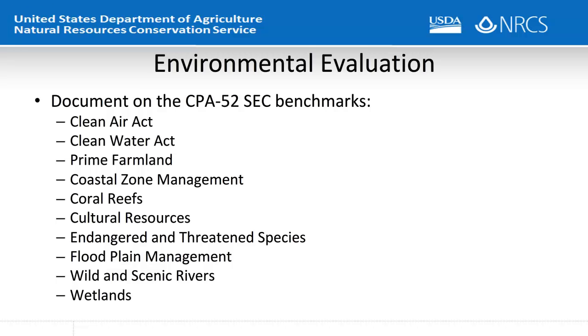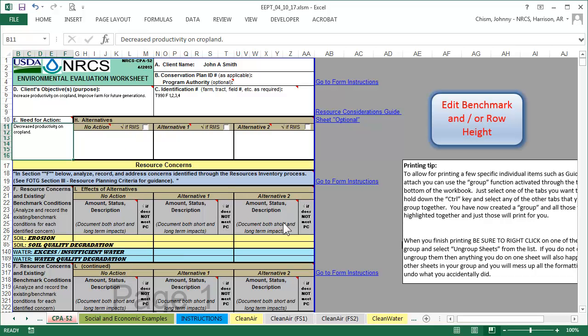Next, I will demonstrate using information that has been gathered in the office to document on the CPA 52 special environmental concern benchmarks for the Clean Air Act, the Clean Water Act, prime farmland, coastal zone management, coral reefs, cultural resources, endangered and threatened species, floodplain management, wild and scenic rivers, and wetlands. Before we go to the field, we can document some of the special environmental concern benchmarks from the information that we have gathered so far.